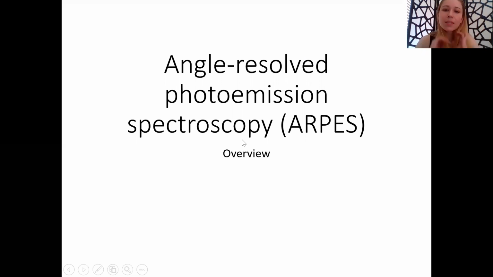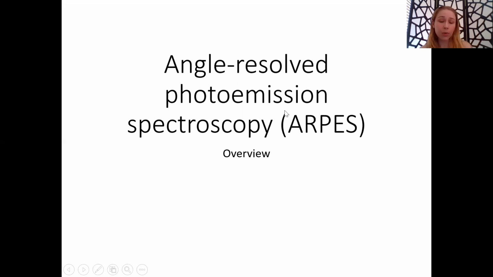Hello, everyone. This is an overview of the angle resolved photoemission spectroscopy, or ARPES technique, and this is one of the techniques used in my group. This is intended to be a general overview of the technique. It does not cover many of the modifications and variations of this technique that have shown up in the past decade. It's just intended to be a starting point.